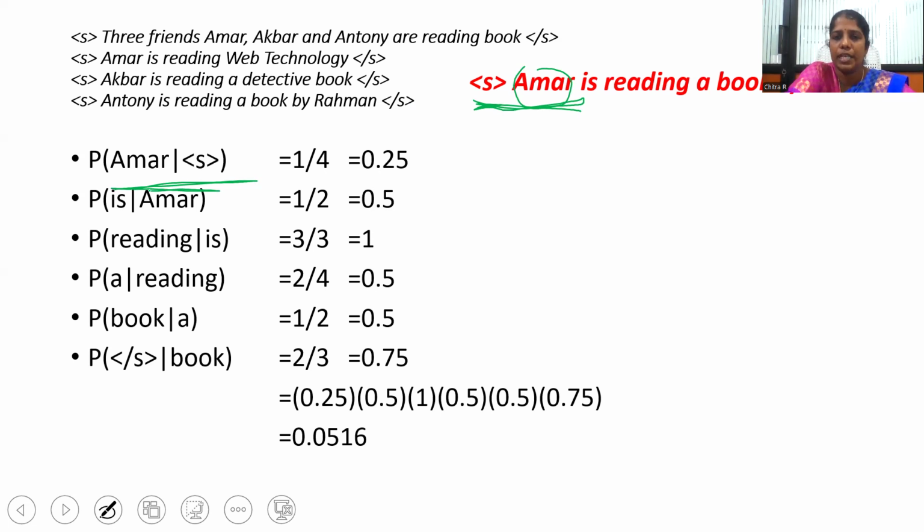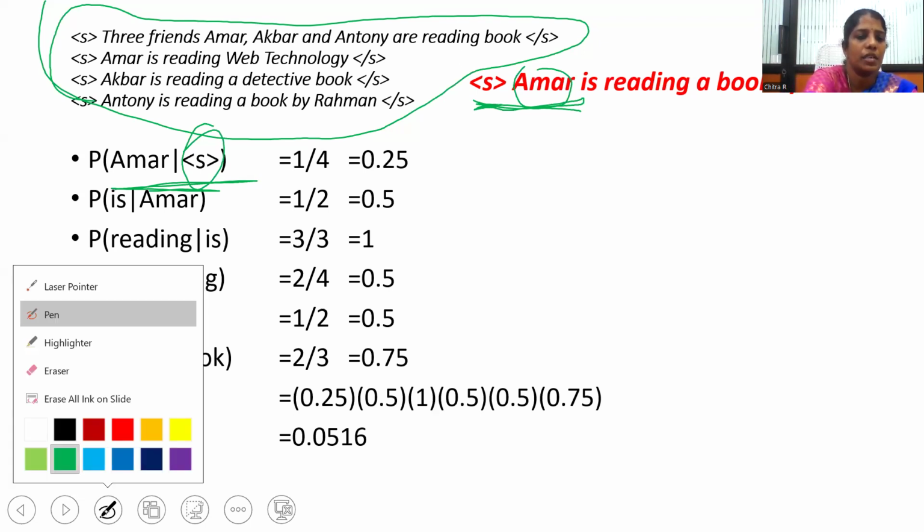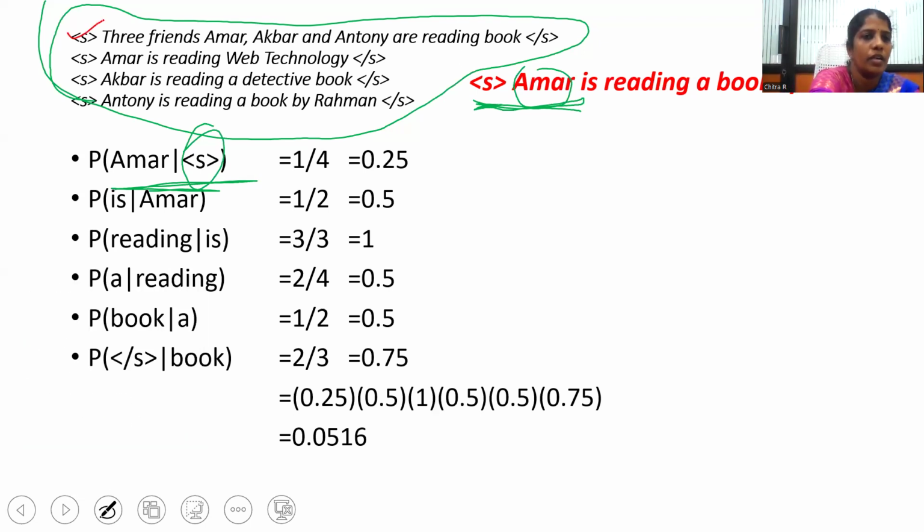To perform it in an easy manner, first count this one. First count the number of starting symbols. How many starting symbols are there in the corpus? Don't forget that you are going to find it from the corpus. 4 start symbols are there: 1, 2, 3, 4. So the count of the start symbol is equal to 4.